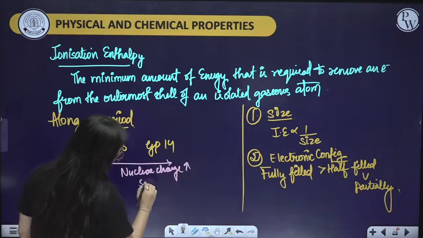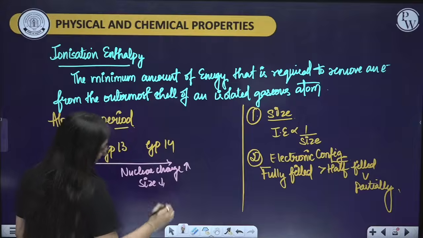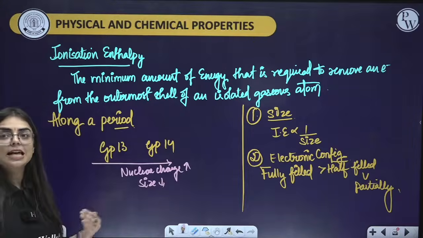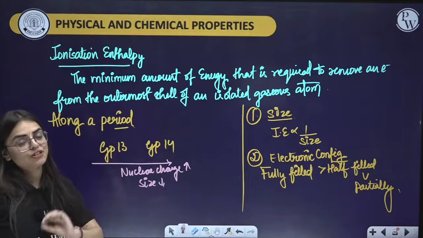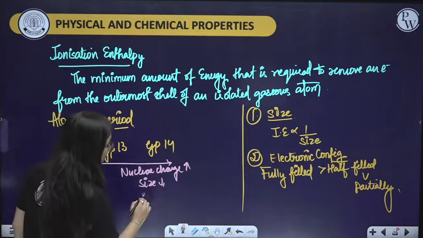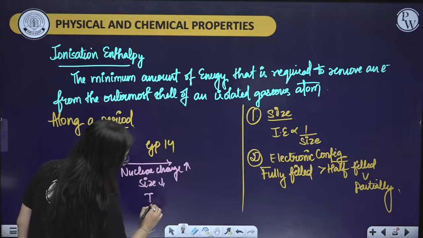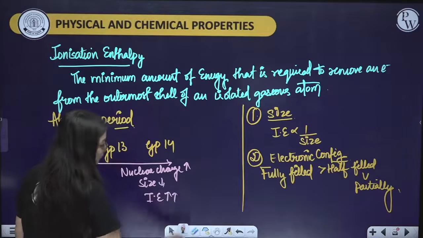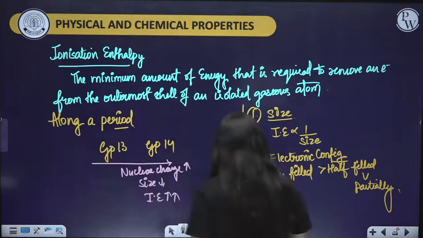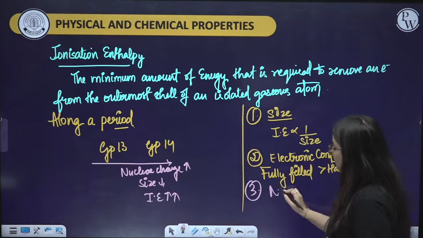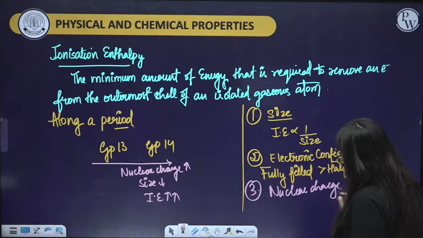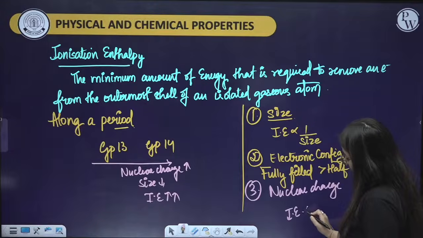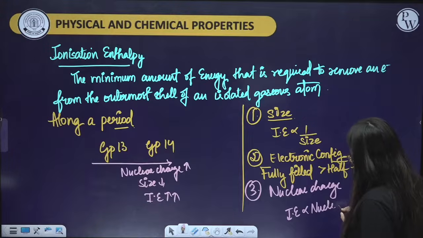Size will decrease. If nuclear charge increases, size will decrease. I already told you that ionization enthalpy or ionization energy is inversely proportional to size. So, ionization enthalpy will increase. And one more factor you can clearly write, which you can clearly observe over here, is that ionization enthalpy or energy is directly proportional to nuclear charge.